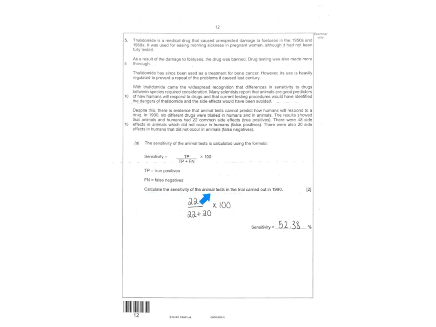Calculate the sensitivity of the animal test. So the true positives are 22, which we've got here in the question, and the false negatives is 20, which is where I've got them from, divided, times 100, which gives me an answer of 52.38.